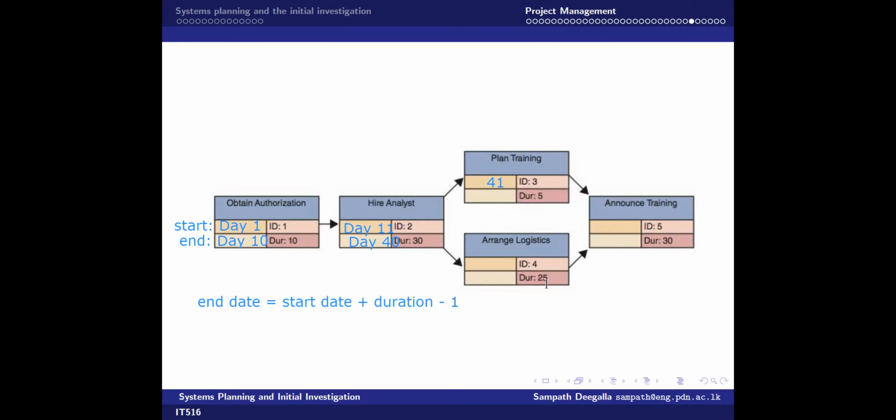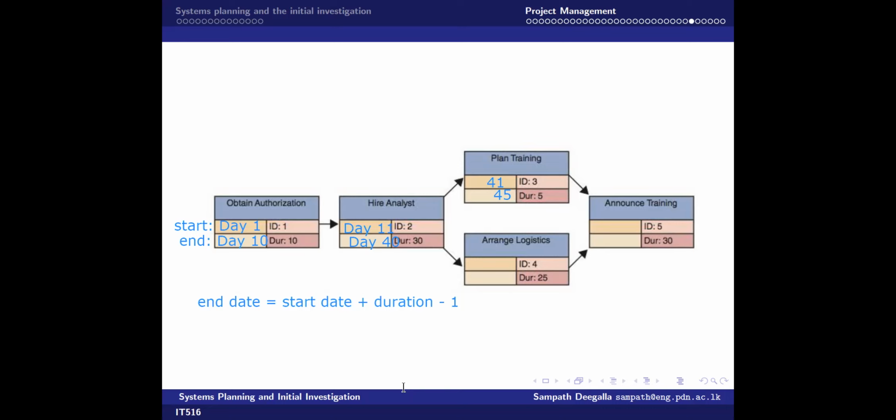Sekhani, can you tell me what is the end date for plan training? 45. 41 plus 5, that is 46, minus 1, 45. Good. Right? Then Sama, can you tell me what is the starting date for arrange logistics? 46. Okay, one answer is 46.